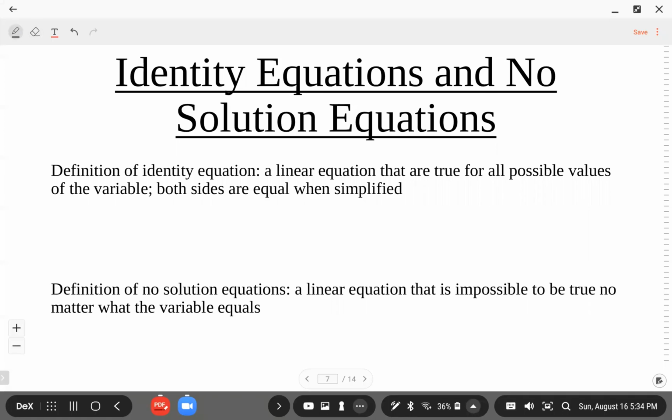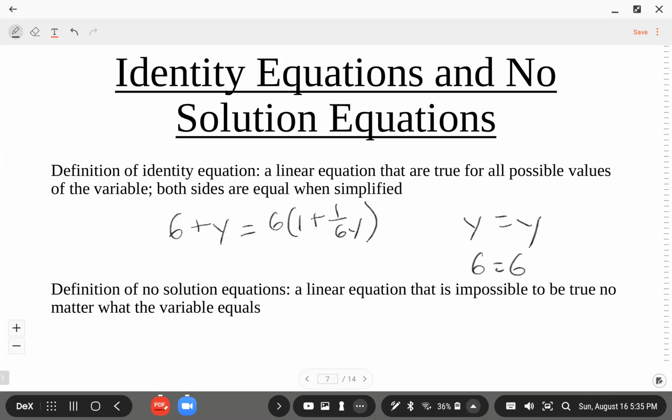So let me give an example. Let's say 6 plus y equals something like that, right? Once you simplify it all out, you get the same thing. You just get y equals y. Or you can get 6 equals 6. So those are identity equations.